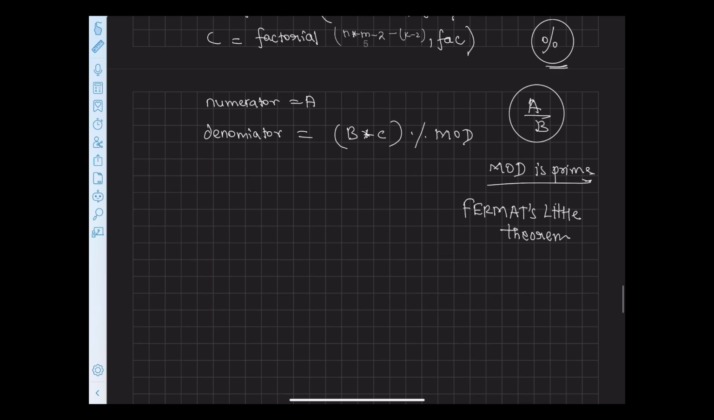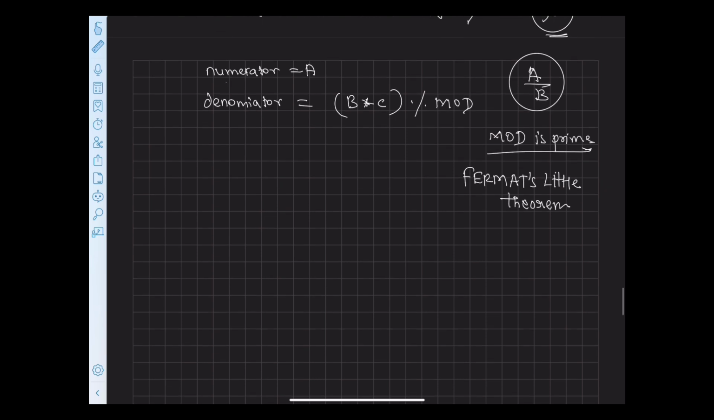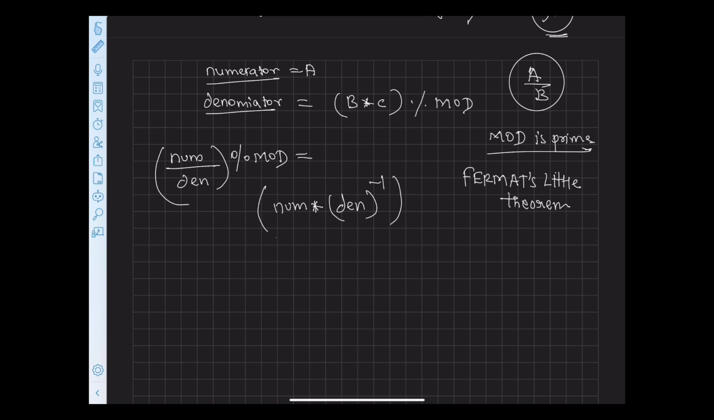So basically, this numerator over denominator, modulo mod, is computed as numerator multiplied with denominator powered minus 1 percentage mod. Now, what is this powered minus 1? This is not the normal powered minus 1. This minus 1 signifies inverse modulo. Okay, this minus 1 signifies inverse modulo.